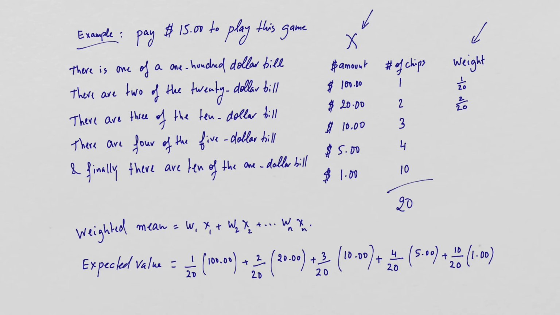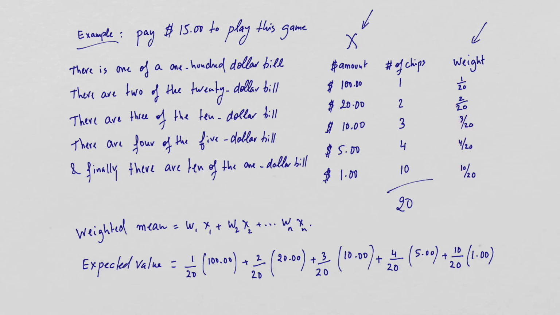Make sense? And here you have a 3 out of 20 chance, and you have a 4 out of 20 chance, and you have a 10 out of 20 chance. Which should make sense, because if you have 10 of the $1 bill out of 20, that's 50%. But if you had written 10 divided by 1, you're going to get 10. That's silly. These numbers should be between 0 and 1.